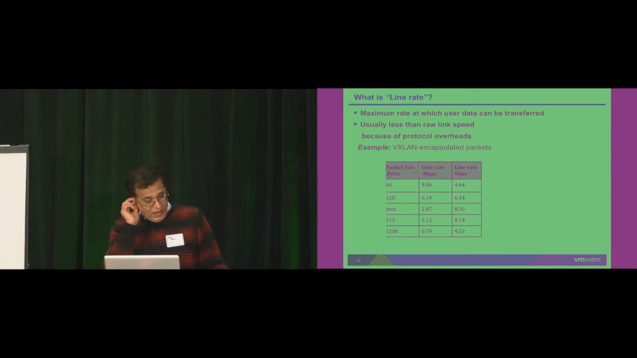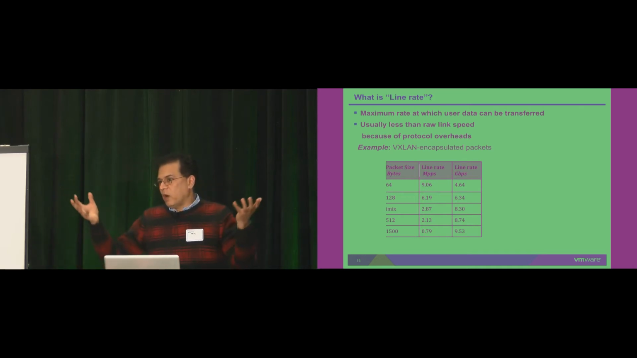Also want to mention line rate. We know that, for example, for 10 gigabit Ethernet, you can get 14.88 million packets per second for 64 byte minimum size packets, right? But if you have that same 64 byte frame encapsulated in VXLAN, the maximum you can actually get is just 9.06 million packets per second. And if you multiply that by 64, that's only 4.64 gigabits per second. So that's really the maximum you can expect if you're measuring things at a VM level. That's the theoretical maximum.